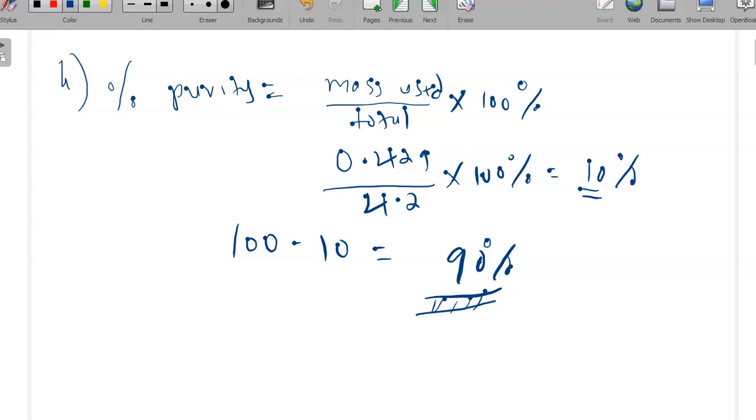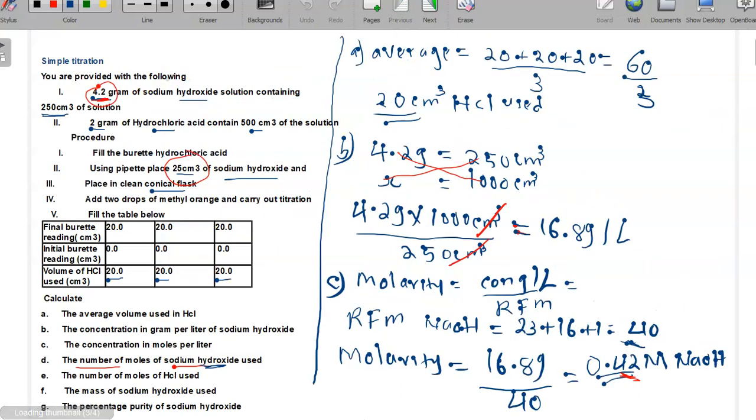If I summarize it, the question is 4.2 gram. So 4.2 gram of sodium hydroxide contains this volume. Then 2 gram of hydrochloric acid contains 500 centimeter cube of solution. Then they are asking you to calculate. This is the procedure. Then this is the table. The table you get from the average volume. So this is what they said.